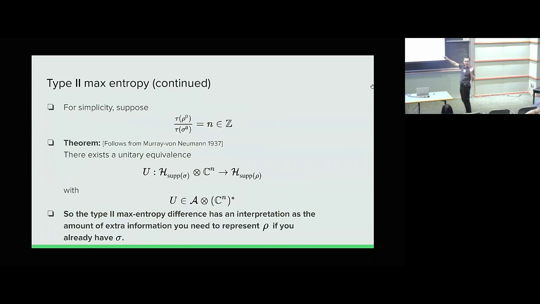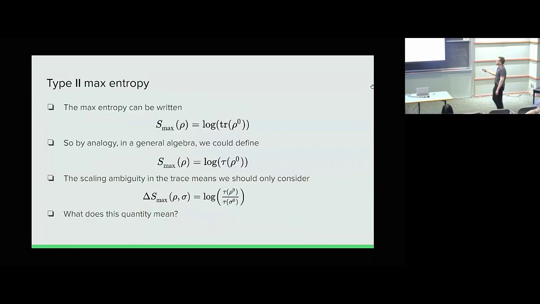Any two infinite dimensional Hilbert spaces have a unitary equivalence. But the crucial thing is you can actually show that the unitary operator that implements this is in the algebra that you have under consideration. It acts on the original Hilbert space tensor an extra factor, so it's in the algebra tensor some extra thing.